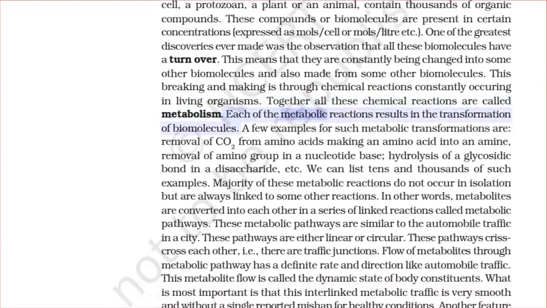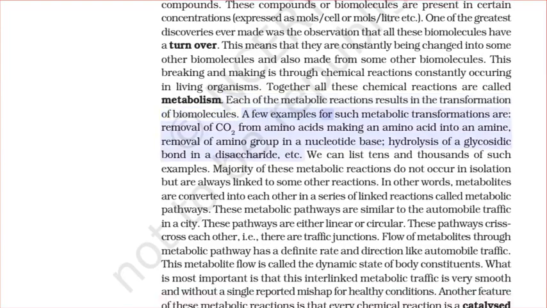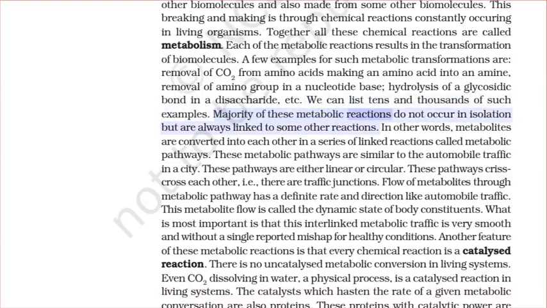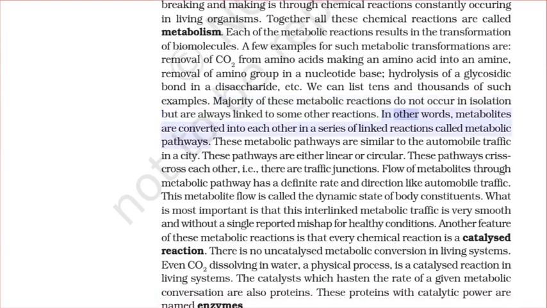Each of the metabolic reactions results in the transformation of biomolecules. A few examples for such metabolic transformations are removal of CO2 from amino acids making an amino acid into an amine, removal of amino group in a nucleotide base, hydrolysis of a glycosidic bond in a disaccharide, etc. We can list tens and thousands of such examples. Majority of these metabolic reactions do not occur in isolation, but are always linked to some other reactions. In other words, metabolites are converted into each other in a series of linked reactions called metabolic pathways.